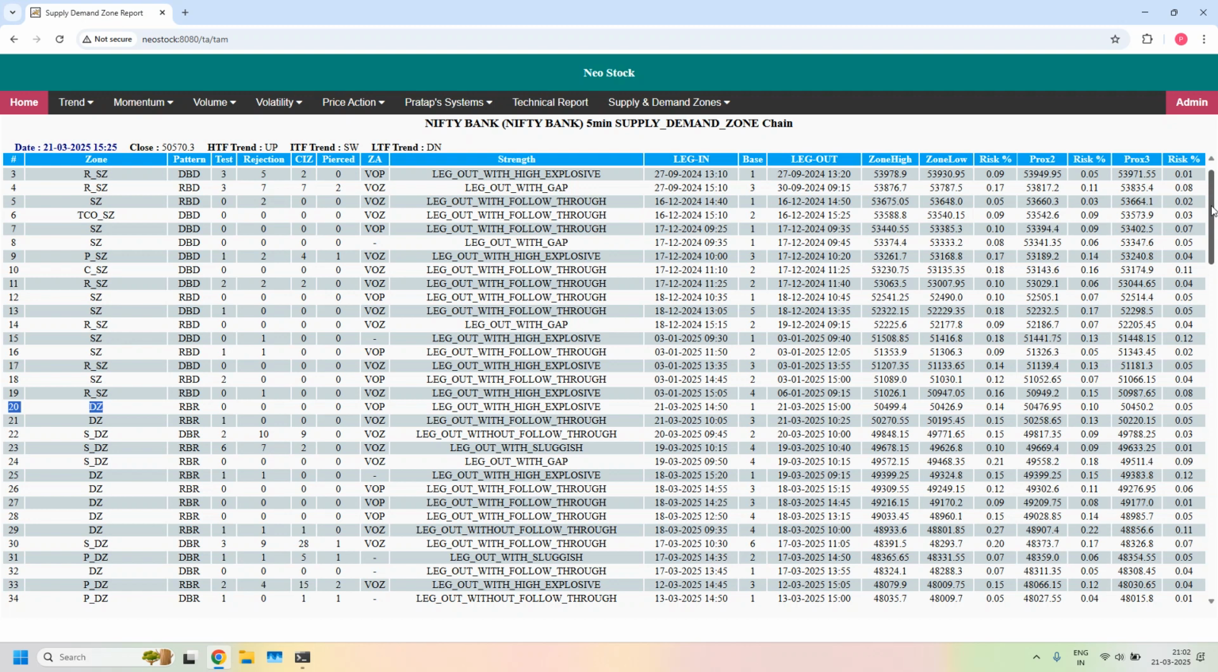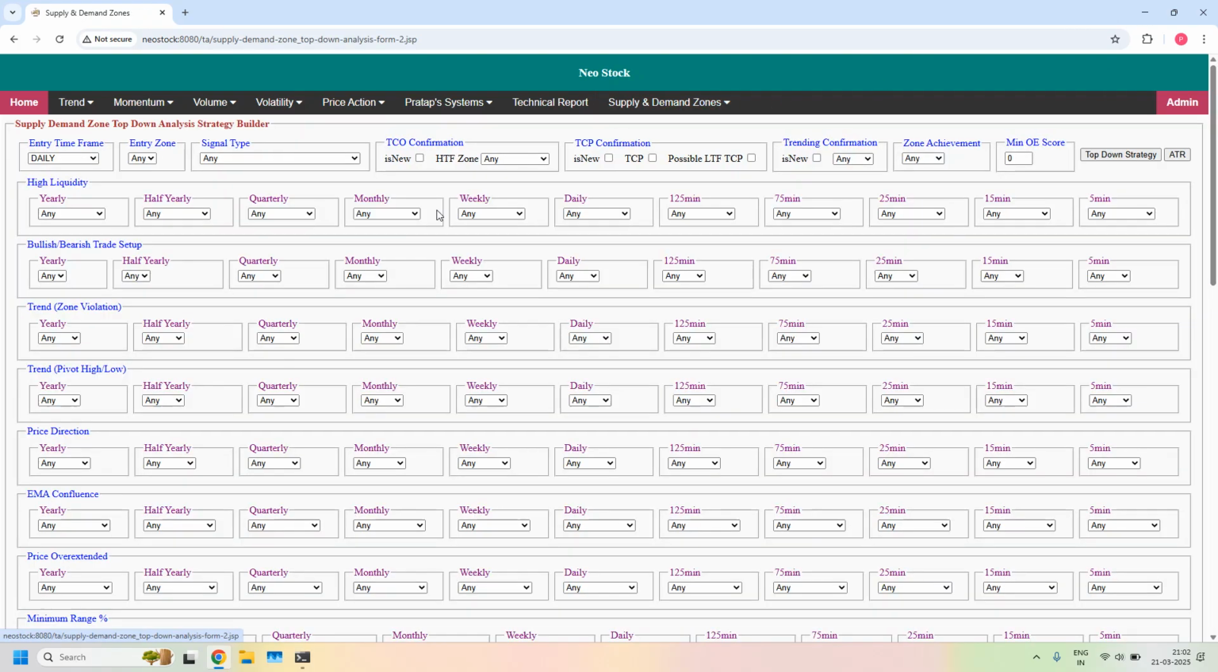Next, we will generate bullish and bearish trade setups for all the 4 income trades: monthly, weekly, daily and hourly income trades. First, let us start with monthly income trades. In the monthly income trade, bullish trade setup, entry time frame daily, entry zone is demand zone.